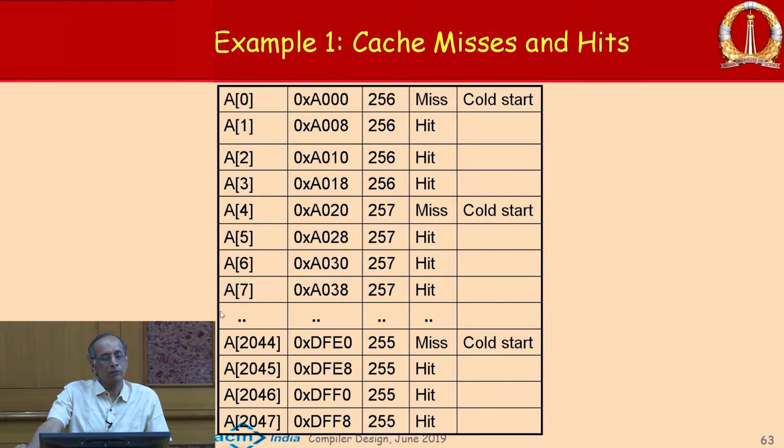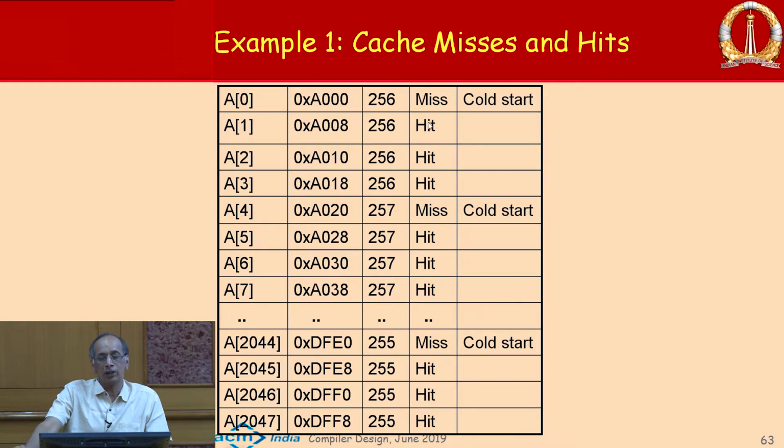So, somewhere in between, A of 1024 will be in cache block 0, A of 1028 will be in cache block 1 and so on, and A of 2044 is in cache block 255. In this particular case, the array size is the same as your cache size. So, if you want to access the entire array, you can actually fit it in your cache, and as you access all the elements, the entire array is being brought into your cache.